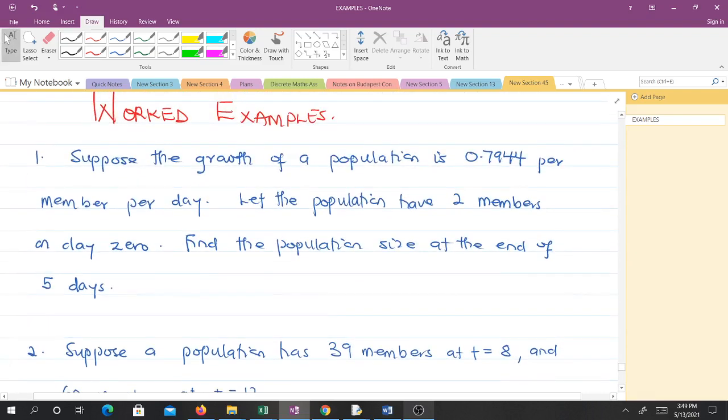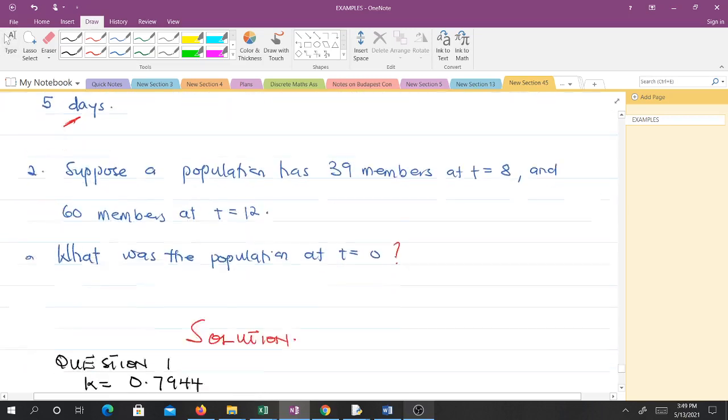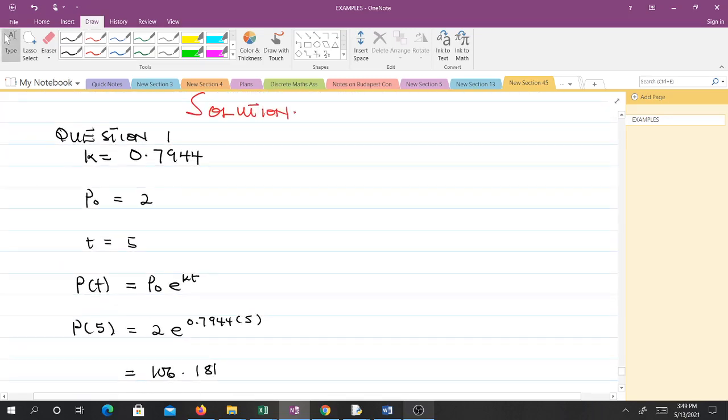Question 1 says, suppose the growth of the population is 0.7944 per member per day. So this is our k. And let the initial population have 2 members. So this is our initial population. You have to find the population at time t equals 5 days. So our k is 0.7944, our p naught is 2, that's the initial population, and we are finding the population at time t equals 5 days. So our t is 5.